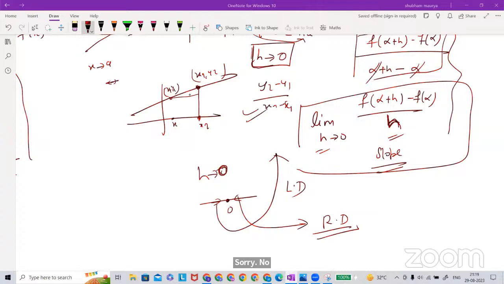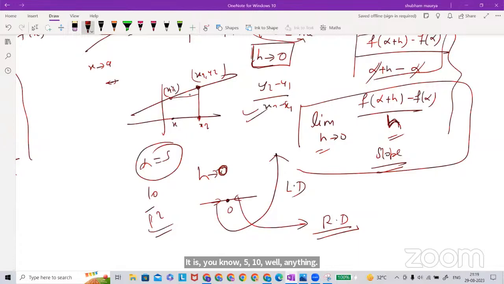No, here alpha means any real number. Here alpha means you can think 5, any real number, 5, 10, 12, anything. So here alpha means any real number.